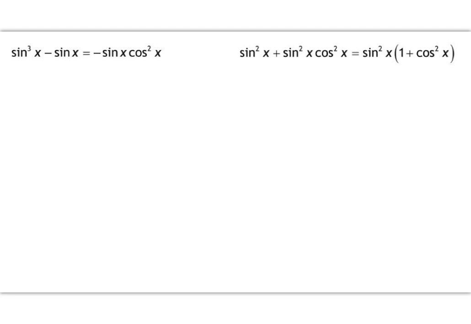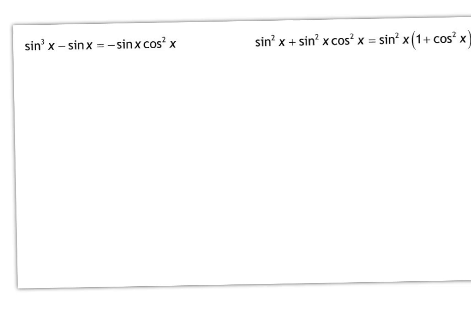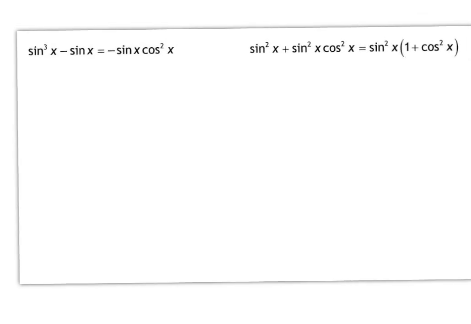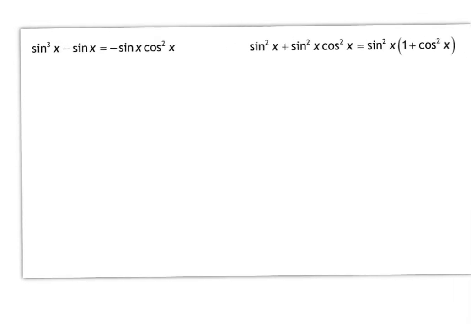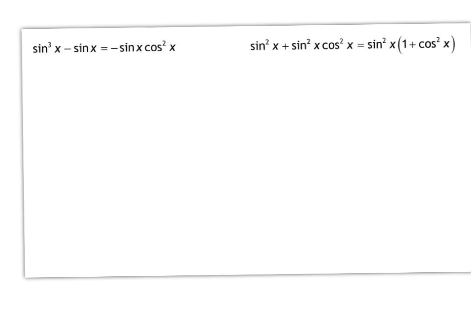Let's take a look at another couple of these. Again, the one on the left, in fact, in both of these, looks more complicated than the one on the right. So let's see what we can do here. This one looks kind of like the one we just did, where we have something we can factor out. So I can take a sine x out, leaving me with sine squared x minus 1.